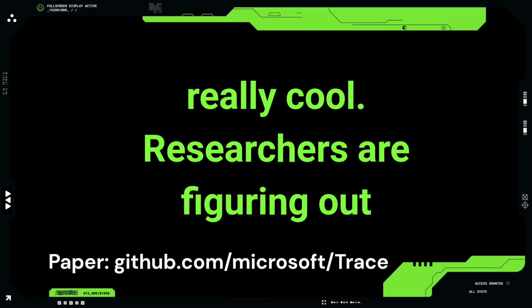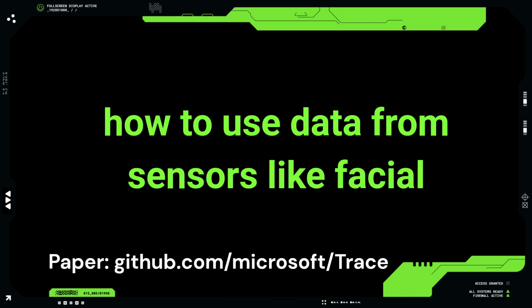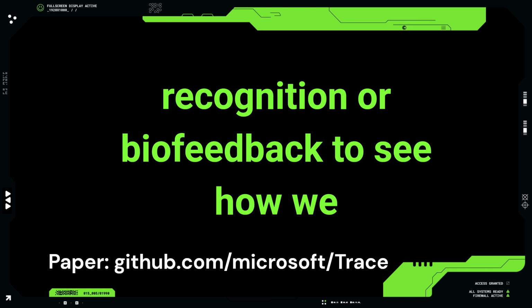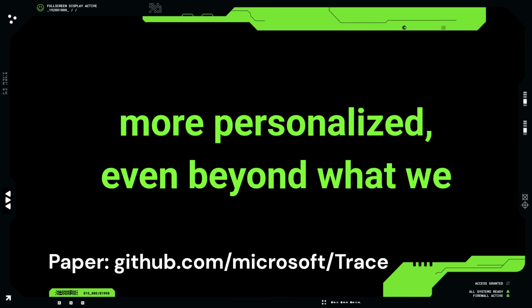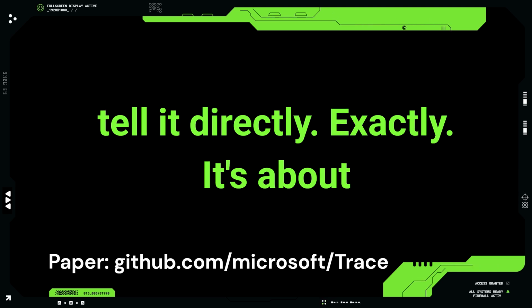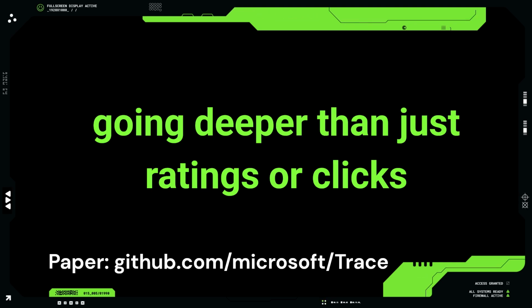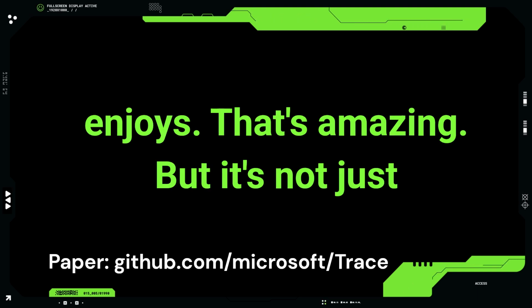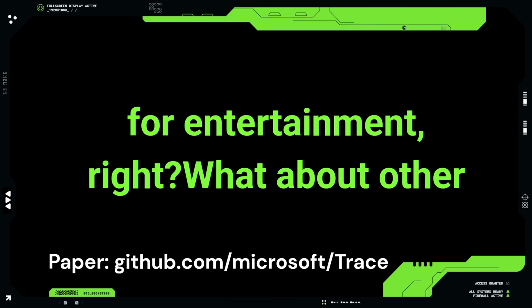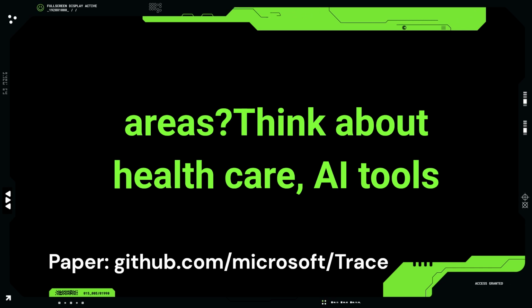That's where things get really cool. Researchers are figuring out how to use data from sensors like facial recognition or biofeedback to see how we react to stuff. So Trace could use that data to give recommendations that are way more personalized, even beyond what we tell it directly. Exactly. It's about going deeper than just ratings or clicks to really understand what each person enjoys. That's amazing. But it's not just for entertainment, right? What about other areas? Think about healthcare.